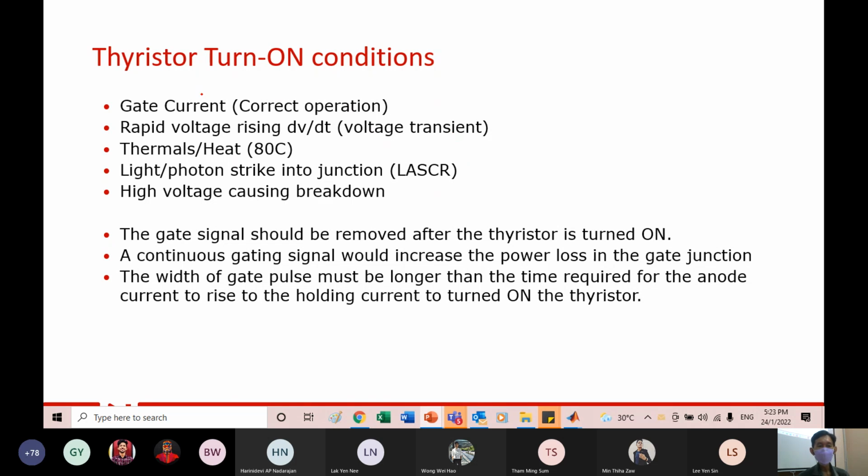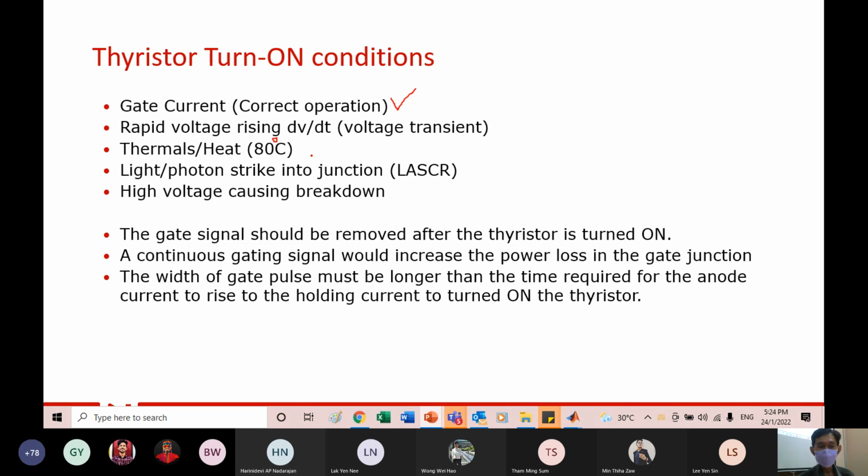Now, I have summarized here the thyristor turn-on conditions. You have a gate current. Obviously, the gate current is the standard way. Then rapid voltage rise, which only applies under normal conditions. Or thermal heat can cause it to turn on unexpectedly.